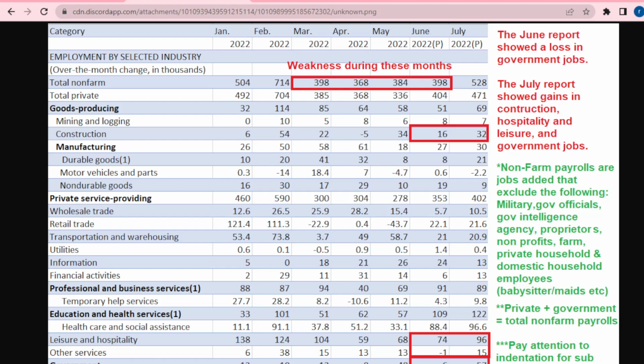Now we can also see here in the leisure and hospitality, I mean, we went from 74,000 jobs being added in June to 96,000 jobs being added in July. So this sector is looking pretty darn strong, as well as the construction. So construction actually was 16,000 jobs added in June, but here in July we're adding 32,000. So this is some of the information that I like to look at. I like to look at, okay, where is the strength? Where is the strength in the job market? Well, just from this last report, we saw a lot of strength in construction, leisure and hospitality, and government seems to be picking up.